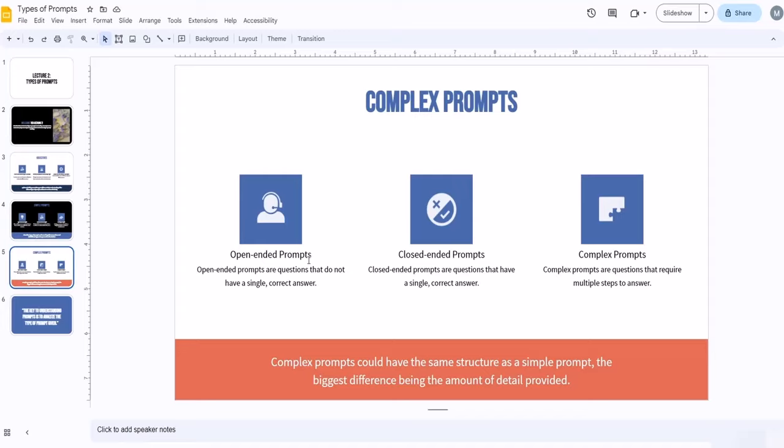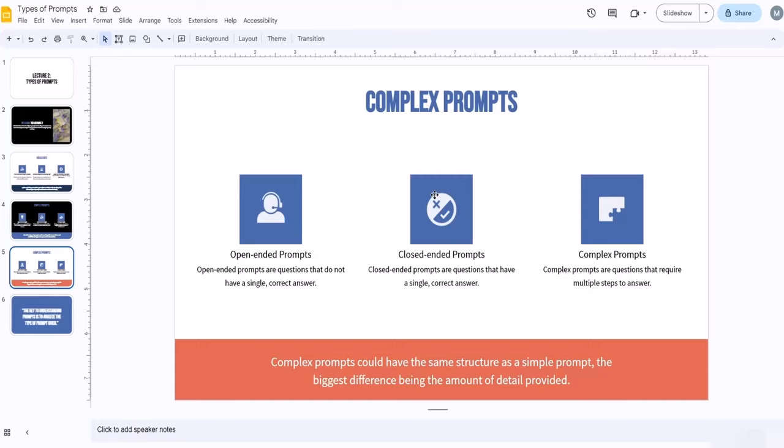You can add a topic at the beginning of the prompt. You can add information about yourself. You can add, let's say, a detail or a condition which might shape the outcome. It's the same thing, only more details. I will show you some examples in the following lesson. Closed-ended prompts, the same thing, only that there is a yes or no answer.